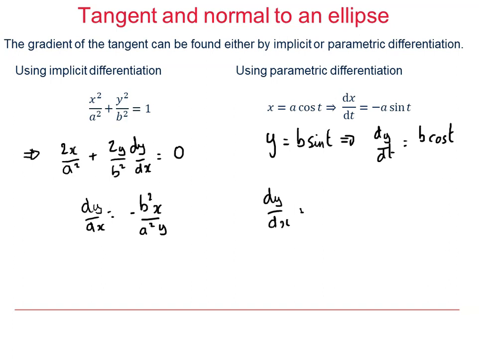is equal to dy by dt divided by dx by dt. So that is negative b cos t divided by a sin t. So that gives us a gradient of negative b cos t over a sin t for the tangent. The gradient of the normal is then -1 over that.